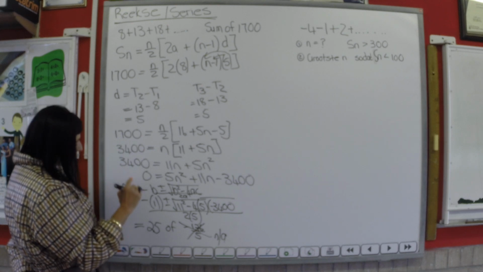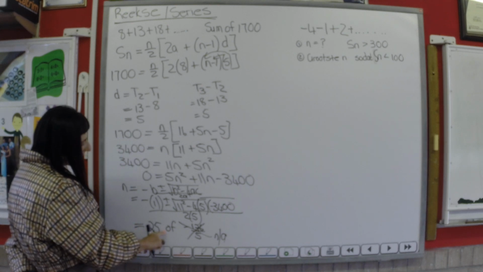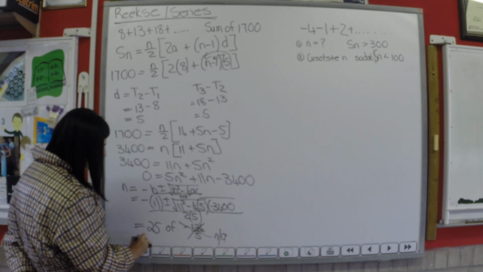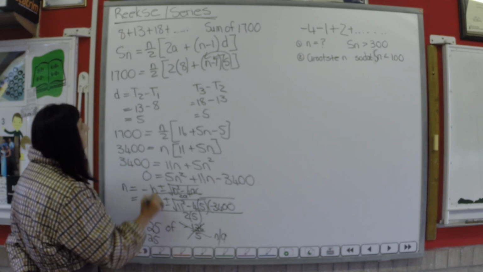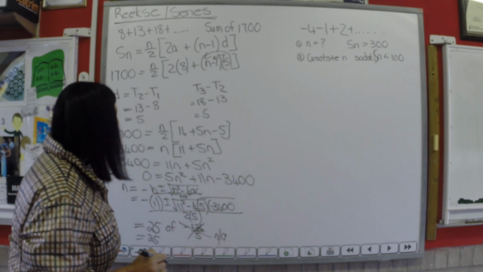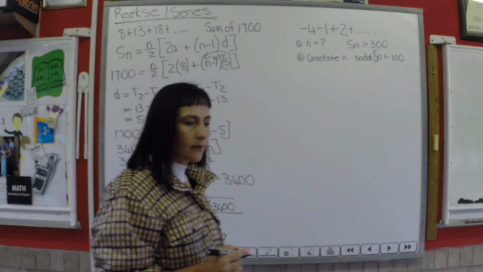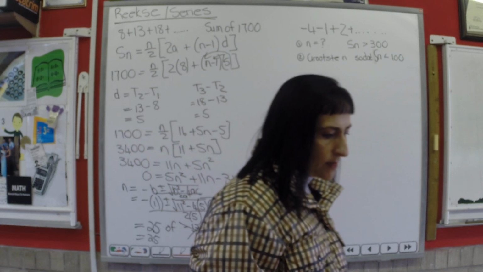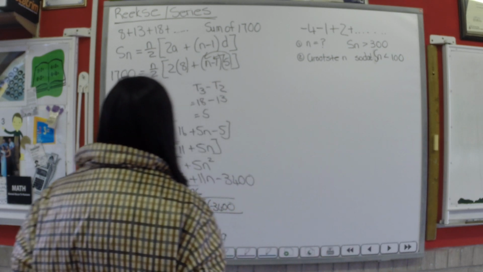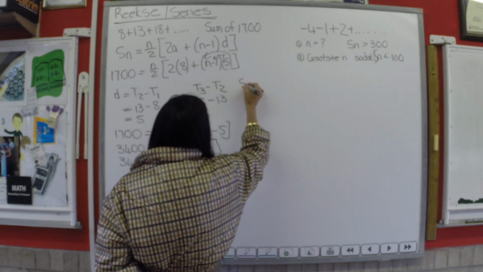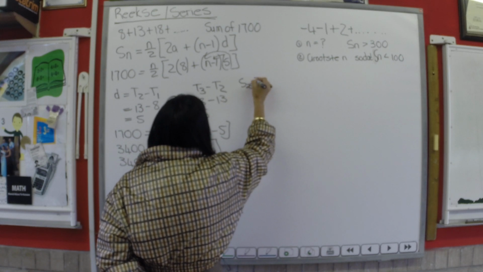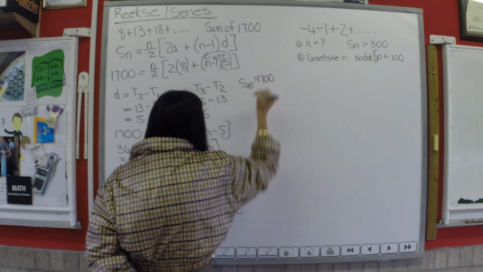So I know the n value is 25. So hoeveel terme word bymekaar getel voordat ek 1700 kry? 25 terme. Dit is dan my antwoord. So die som van die eerste 25 terme gee vir my 1700.